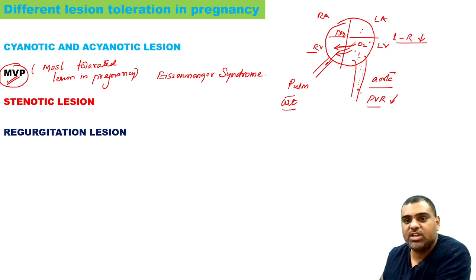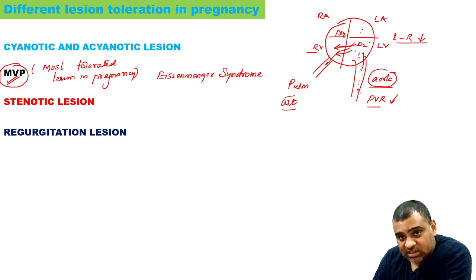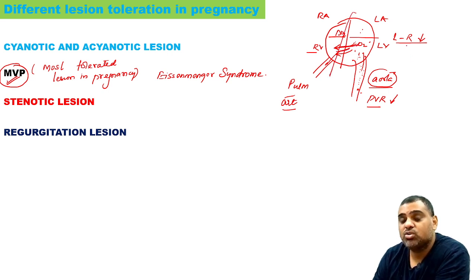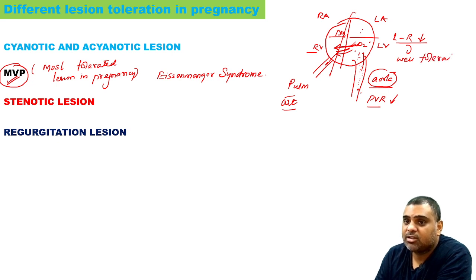Why will left to right shunt decrease? Because of the progesterone there is decreased peripheral vascular resistance, so there is decreased pressure in the aorta, and decreased pressure in the aorta is transmitted to the left ventricle. So now the left side pressure will decrease. So left to right shunts are well tolerated in pregnancy, please remember.